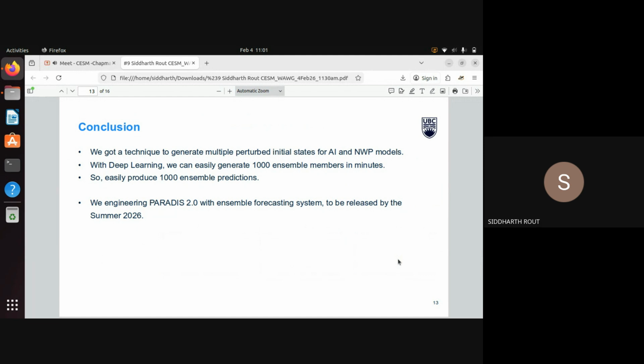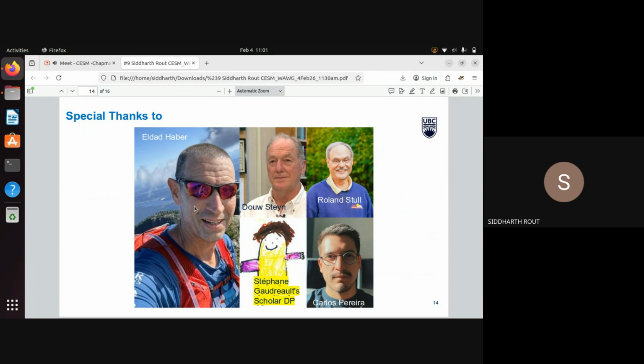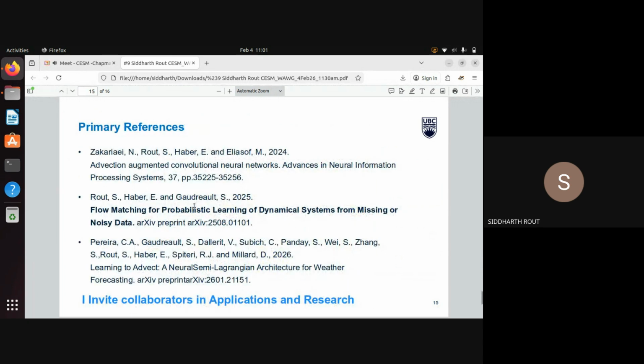The motive is to create an upgrade to our current AI model, Paradise 2.0, with an uncertainty-aware prediction facility, which could easily sample 500 to 1,000 ensemble members, so that we could be more concrete on the basis of the probabilistic prediction. And that's all I have. I would like to thank my collaborators. I'd appreciate any questions, and I'll be happy to collaborate with and learn more about CSM.